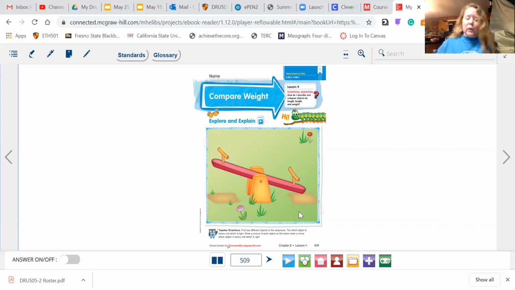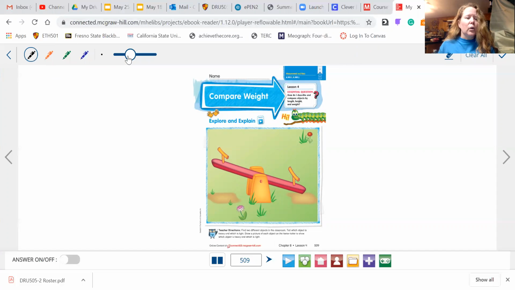This is page 509. We're in chapter 8, lesson 4. And they want you to find 2 different objects in the classroom, just like I found my 2 ones here at home. So go find 2 things at home and tell which one is heavier and which one is lighter. Your heavier one, you draw over on the right. I'm going to use this dark blue here. So this is my heavier juice container.